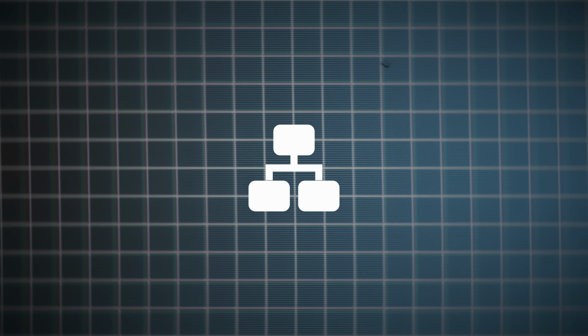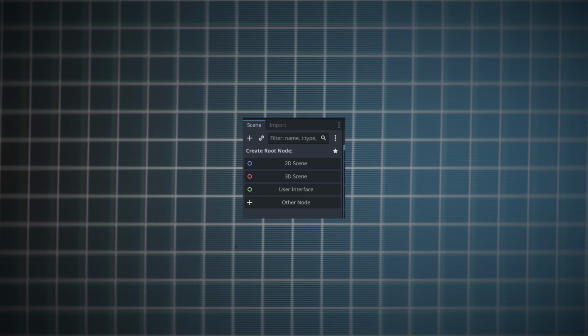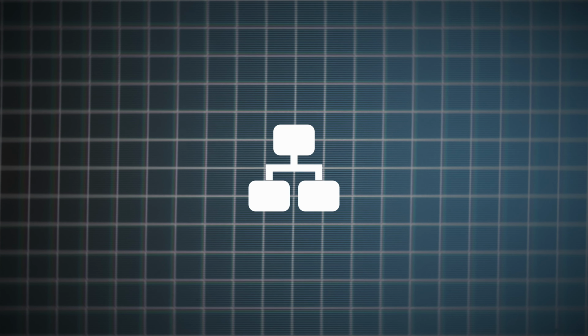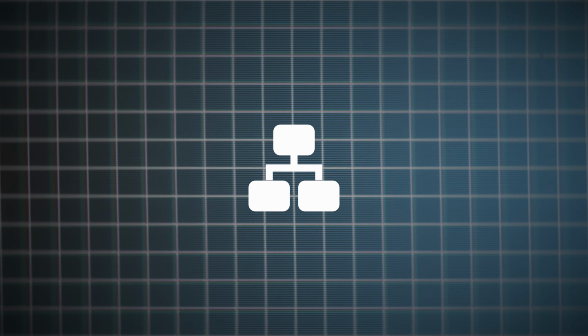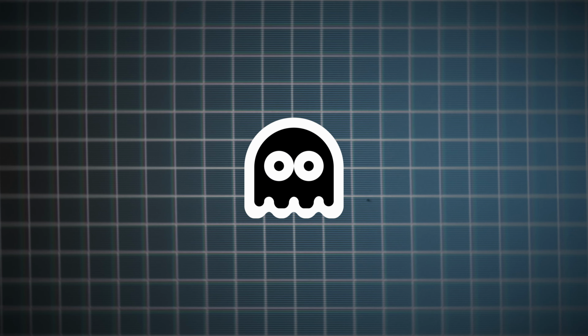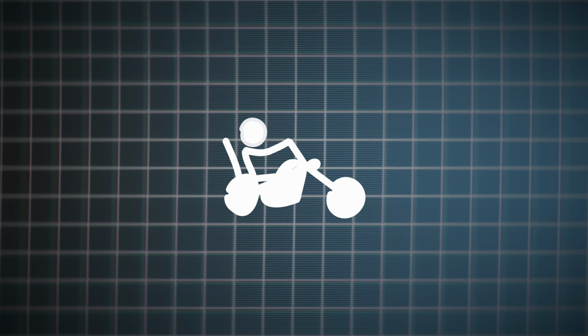Thus, a scene. A camera? That's a node. An explosion? Another group of nodes. You just stack nodes together in a tree-like structure, and before you know it, you've got yourself a game. Coding can be scary, but Godot makes it much easier.